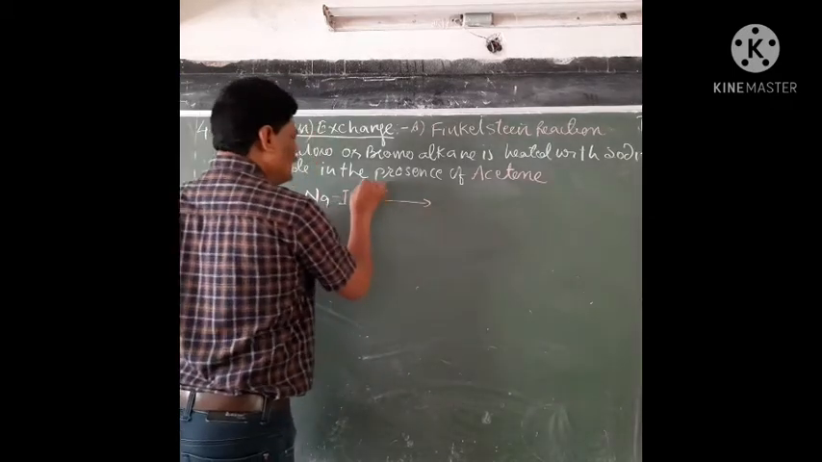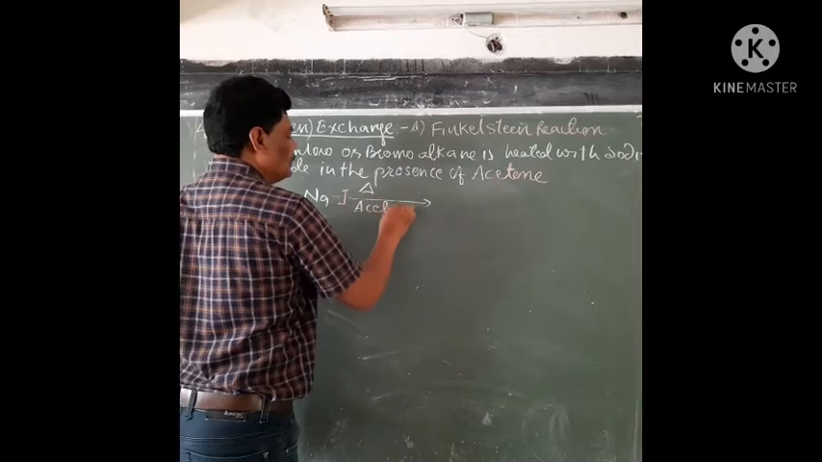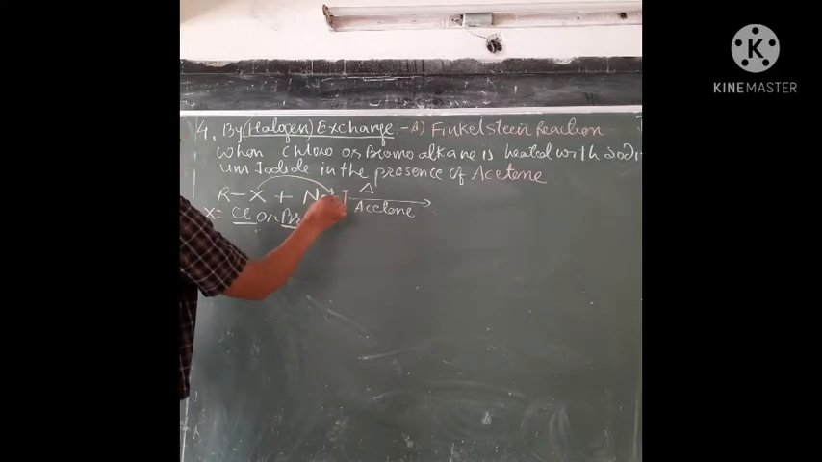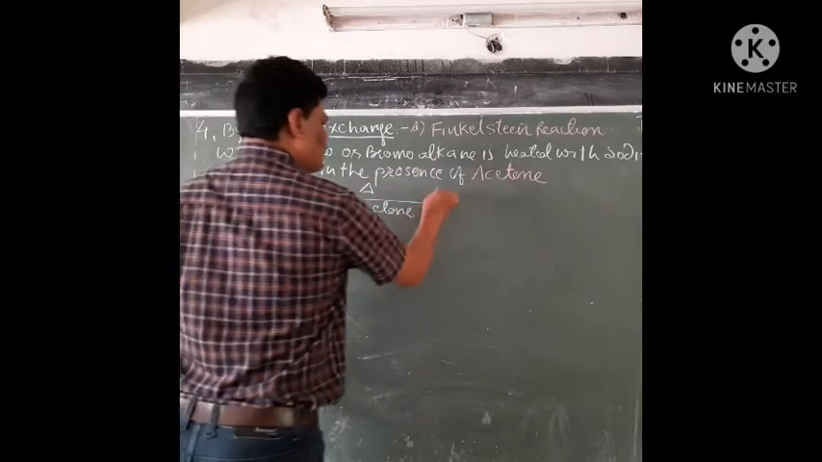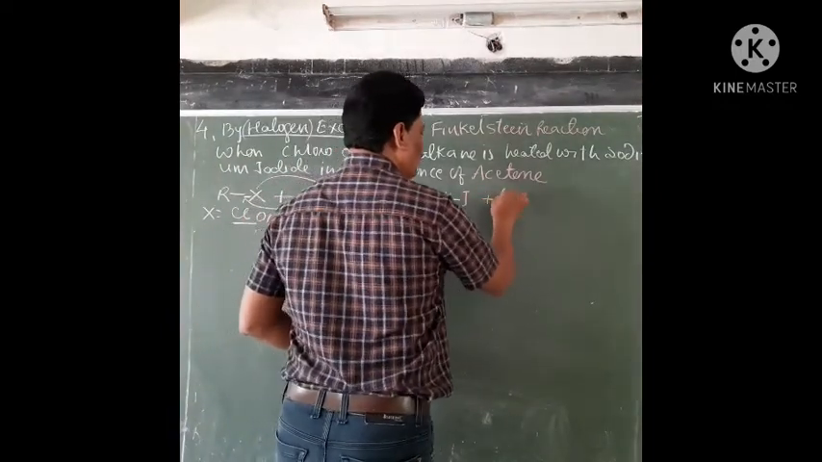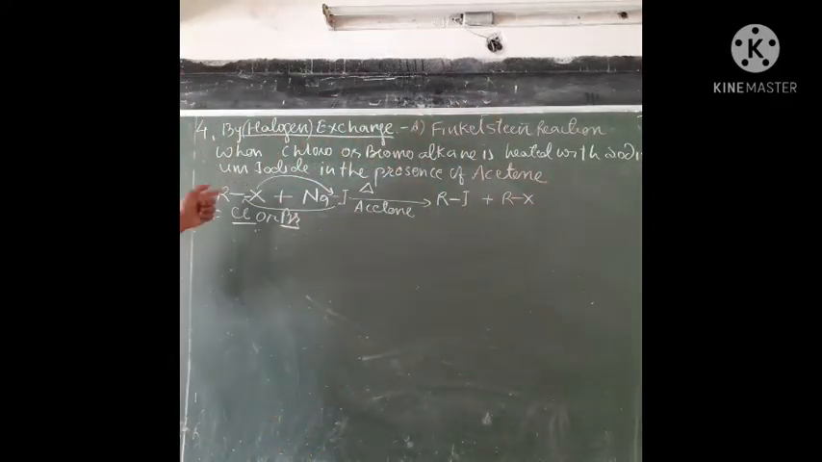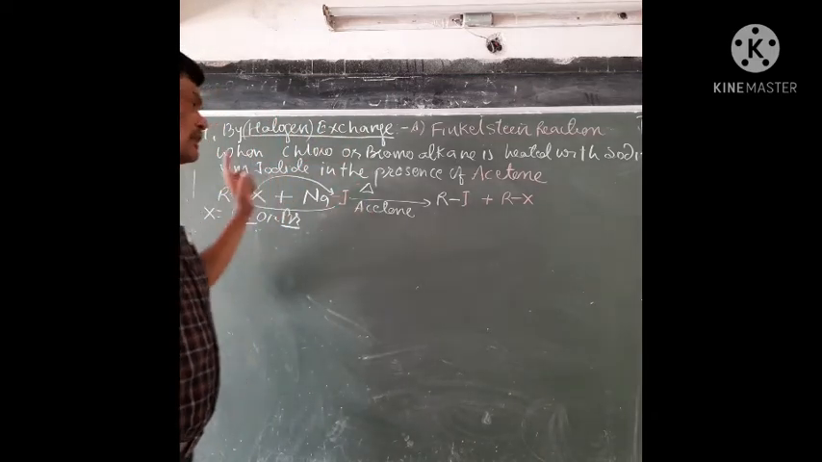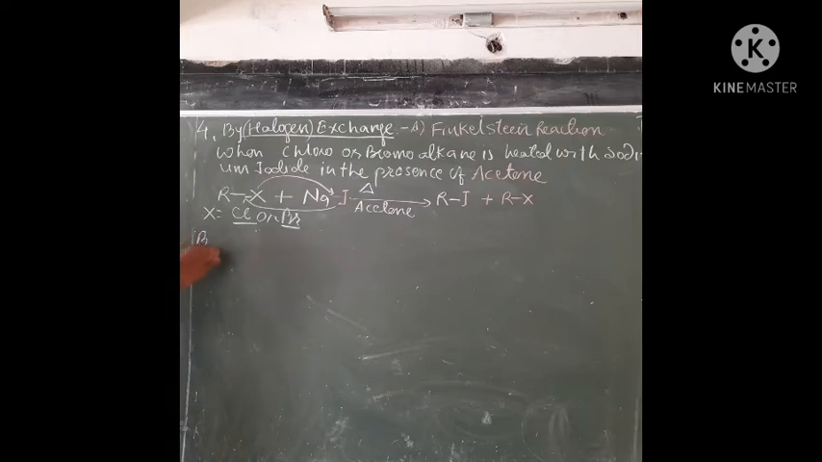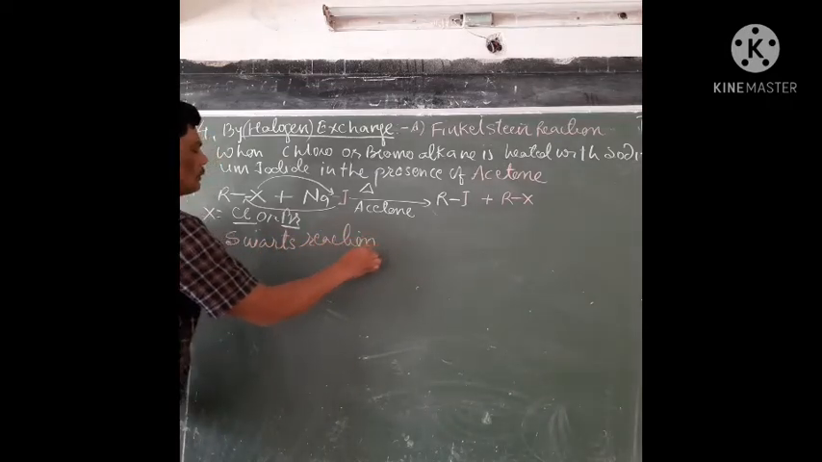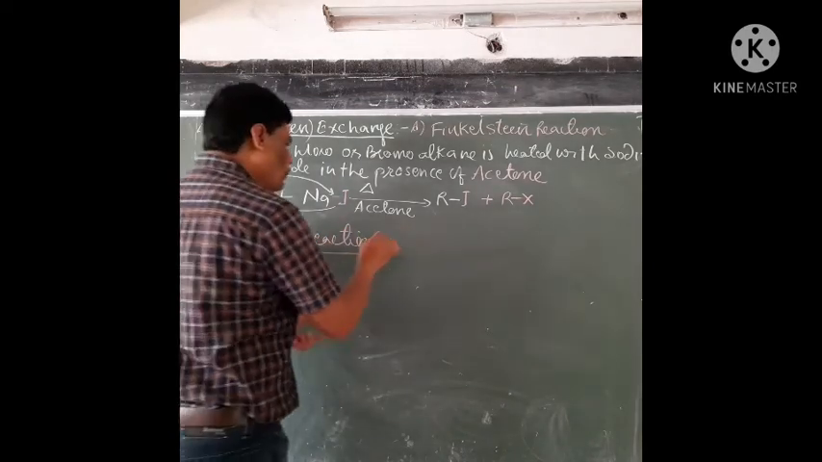When it is heated in the presence of acetone, then the halogen is getting exchanged, meaning Cl or Br and I are getting exchanged, thus forming R-I, that is iodoalkane, plus RX. Okay, so this is one of the methods. It is a very important method, often asked for 1 mark. It is a name reaction called Finkelstein reaction.